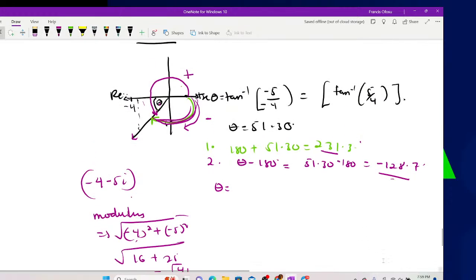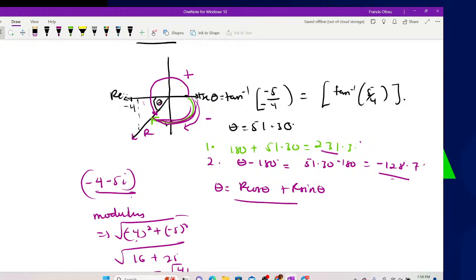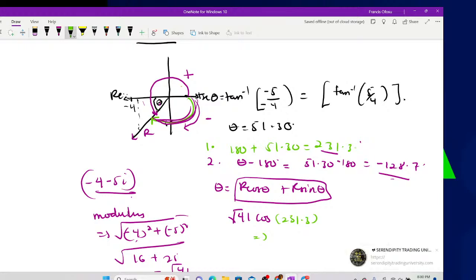From the Argand diagram, if I know the modulus here as, let's say, r, and I know theta, using r cos theta plus r sin theta, I can get this linear form back again. So now let's check. Root of 41 cos of the first convention, which is what? 231.3 will give me what? So you can follow as I punch it into the calculator. Root of 41 cos of what? 231.3. This will simply give us -4.